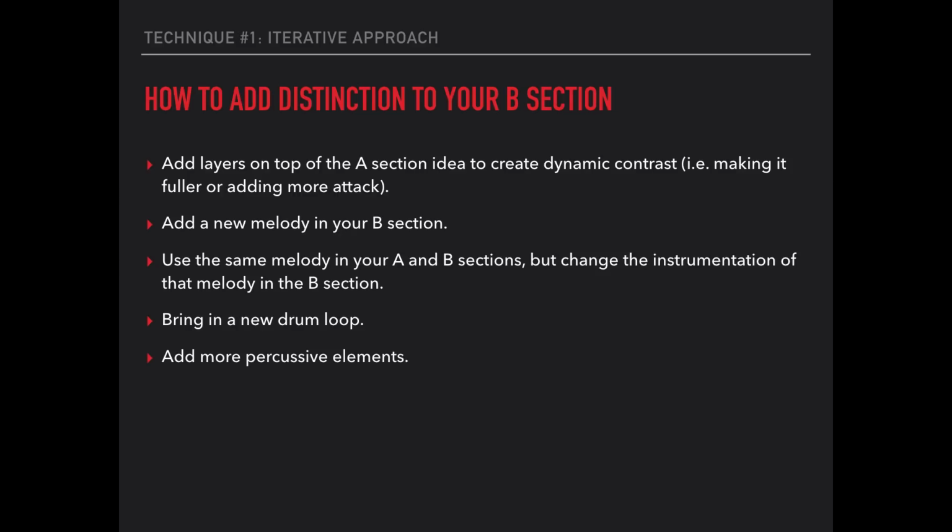Next is to add more percussive elements. Outside of the main drum loop, you can introduce more percussive elements that will create more distinction, add some rhythm and groove to your B section to add that contrast and variation.